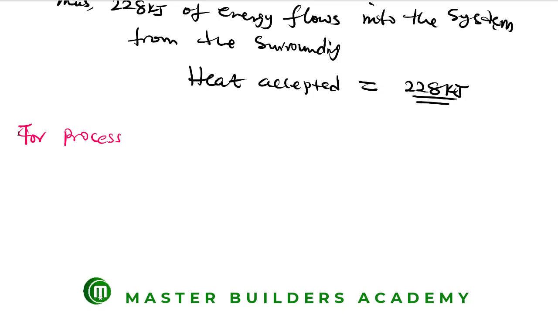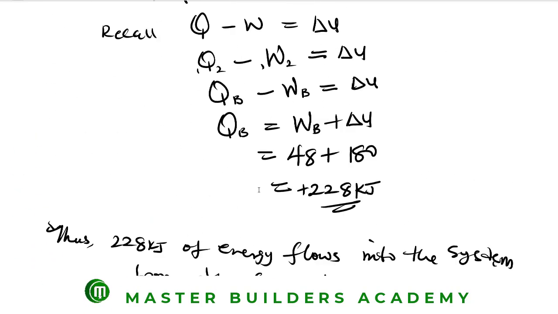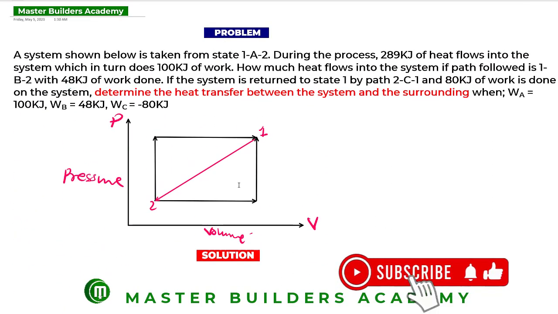For process 2 to 1, so this is reverse. What is the work done here, guys? Work done here, which is 2 back to 1, is given as minus. You can check it out here. All right, so let's move up so you can check it out. I think that's the last value here.